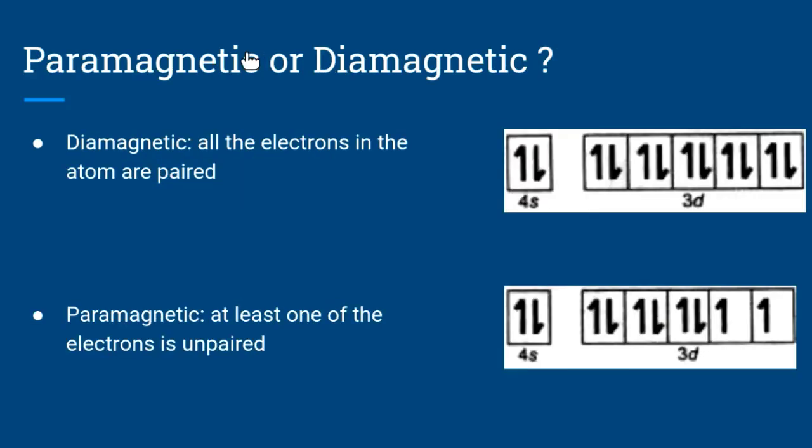All right, so the difference between paramagnetic and diamagnetic. The definitions are right here, but just to go through them real quick. Diamagnetic atoms have all of their electrons paired, so it will look something like this on the right-hand side. Paramagnetic atoms have at least one of their electrons unpaired.